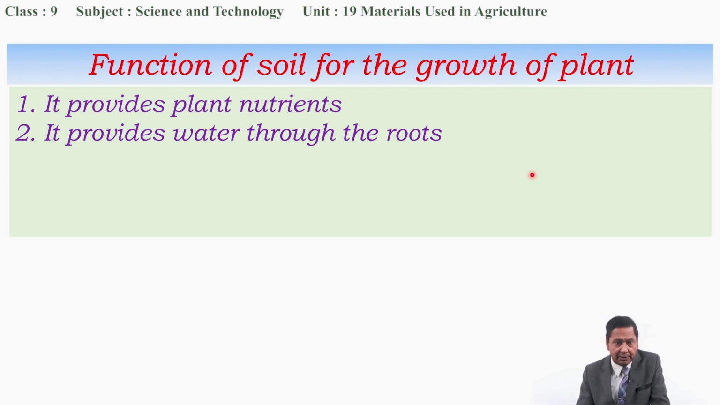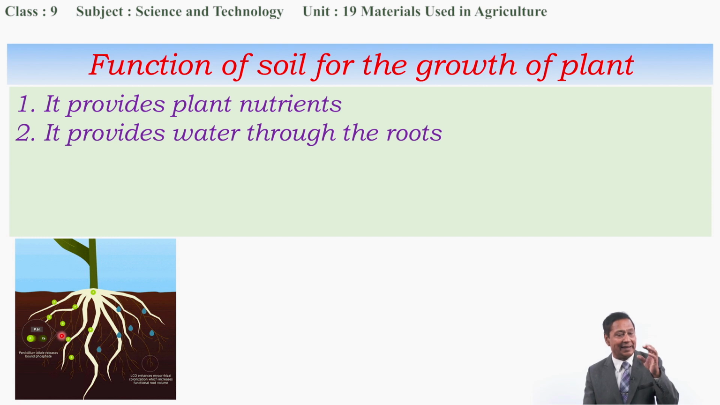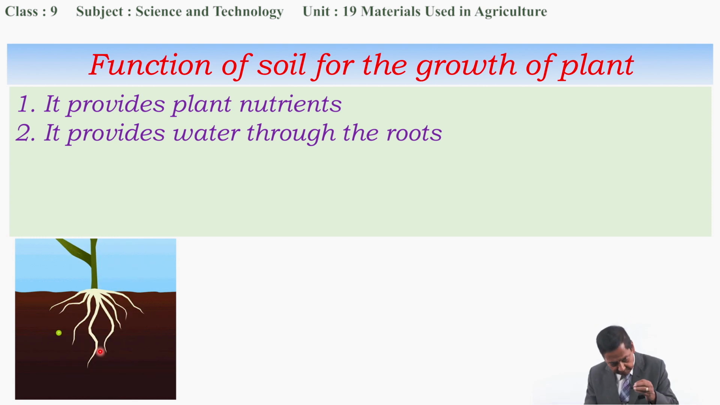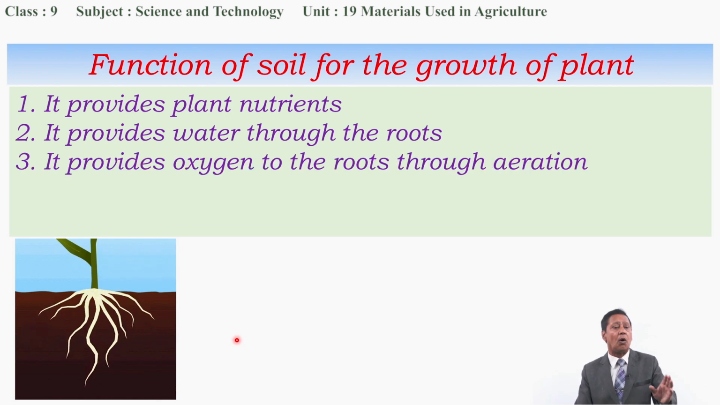Actually what happens, these nutrients are present in the soil in the form of salt, and they dissolve in water, and when a plant absorbs water, then the nutrients are also absorbed because these nutrients are present in the form of salt and it is dissolved in water, and this way the plant gets nutrient. Okay, other function, it provides oxygen to the roots through aeration.